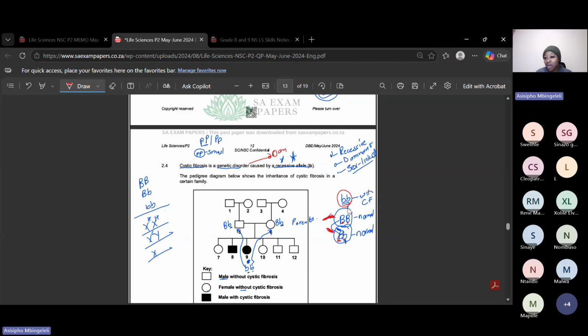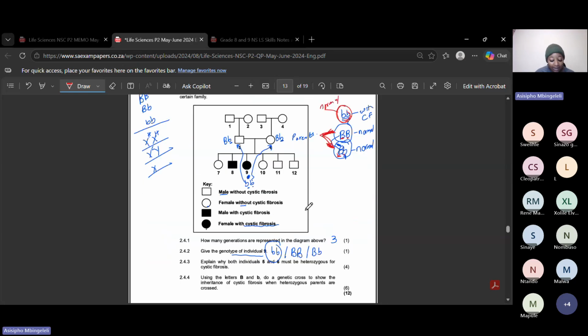I'm going to peruse through after the lesson and then send you a different pedigree diagram so that you can see this. So if the dominant allele was the one causing the genetic disorder, this would be an individual who is normal, who does not have the genetic disorder. And then these two would have the genetic disorder. Let's answer this.